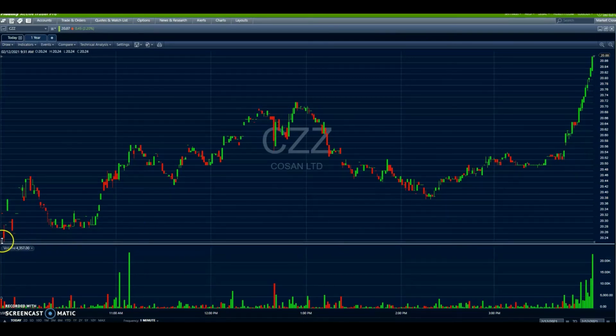So here you can see we opened up right here at the bottom. We went up, pulled back, went up, little consolidation triangle right there, broke out above that. We had a fairly large pullback right here, but then again, buyers were strong. They stepped in right at the end of the day. You can see the volume increasing, and they ran it all the way up.